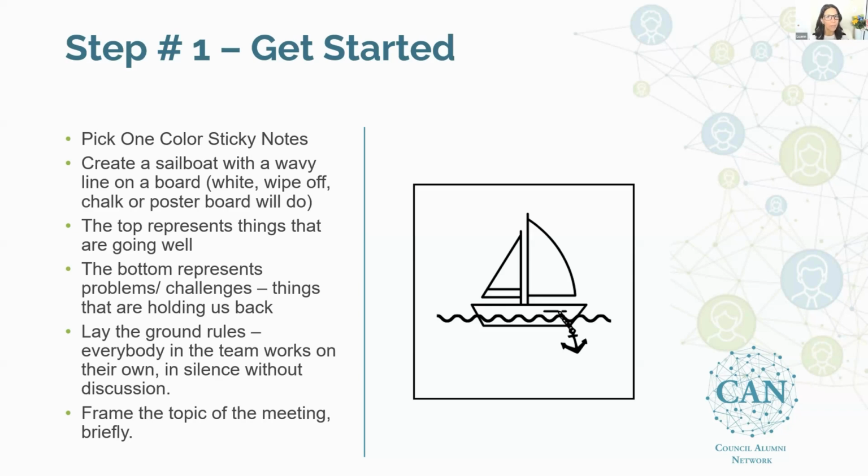And I told you there's a couple of things that might cause problems. When I was facilitating this training for the 8 directors, one person was very, very talkative. So you want to make sure you're thinking about how you're going to address that when you do this, so that you're not faced with it right in front of you and you don't know what to say. You have to lay the ground rules pretty strongly. We're working together, but alone. Everybody's going to get to say whatever they want, but we're not having a discussion about it yet. So the ground rules are everyone in the team works on their own in silence without discussion, okay?